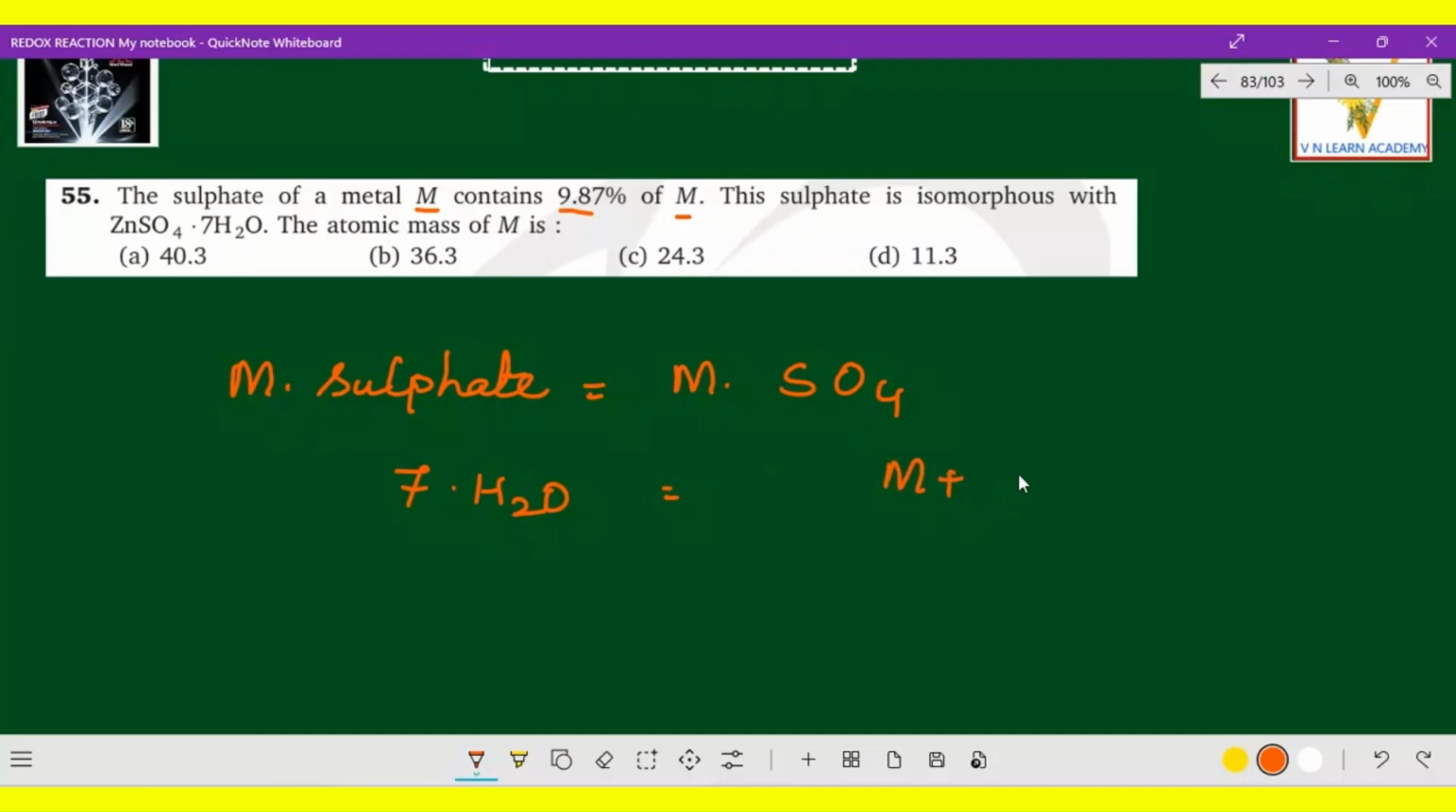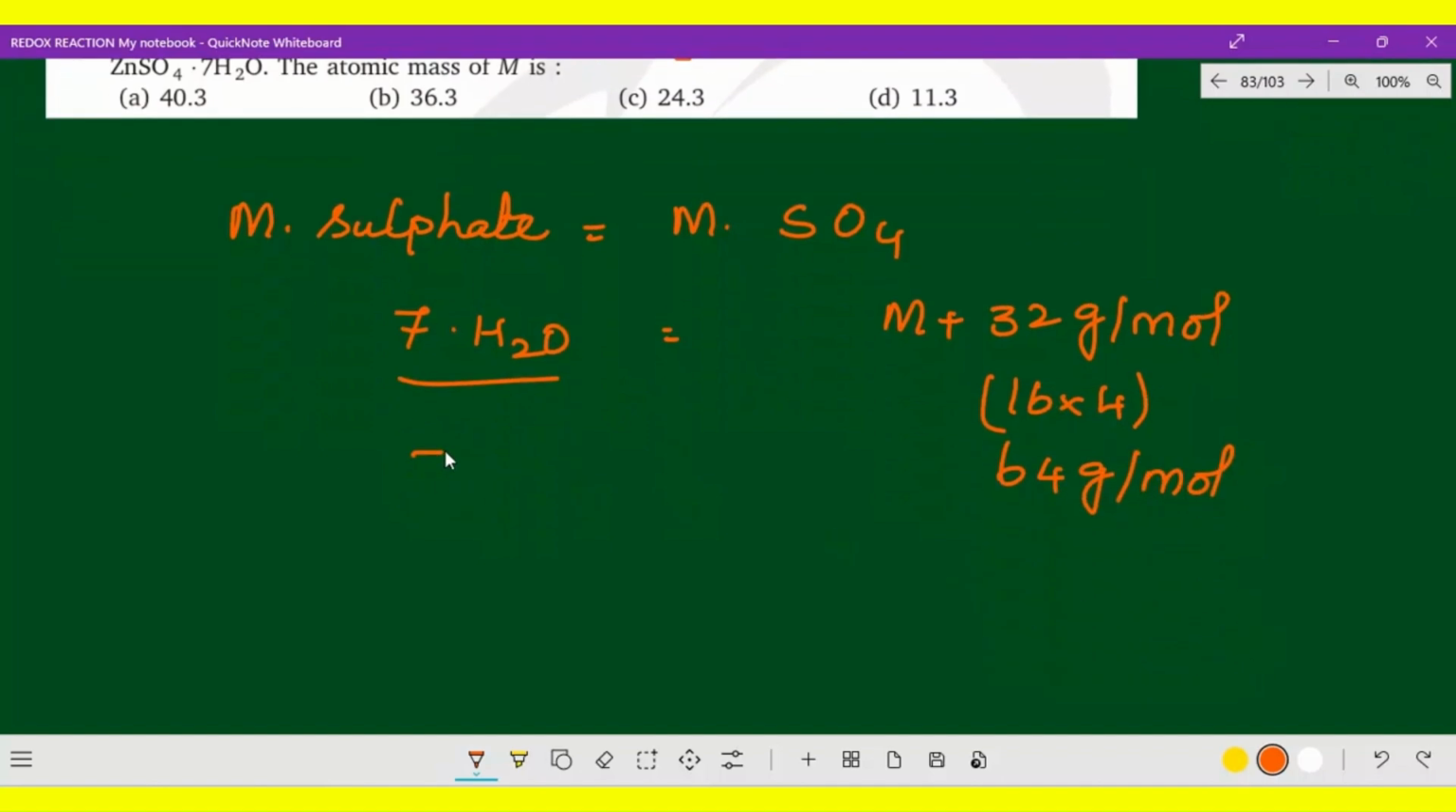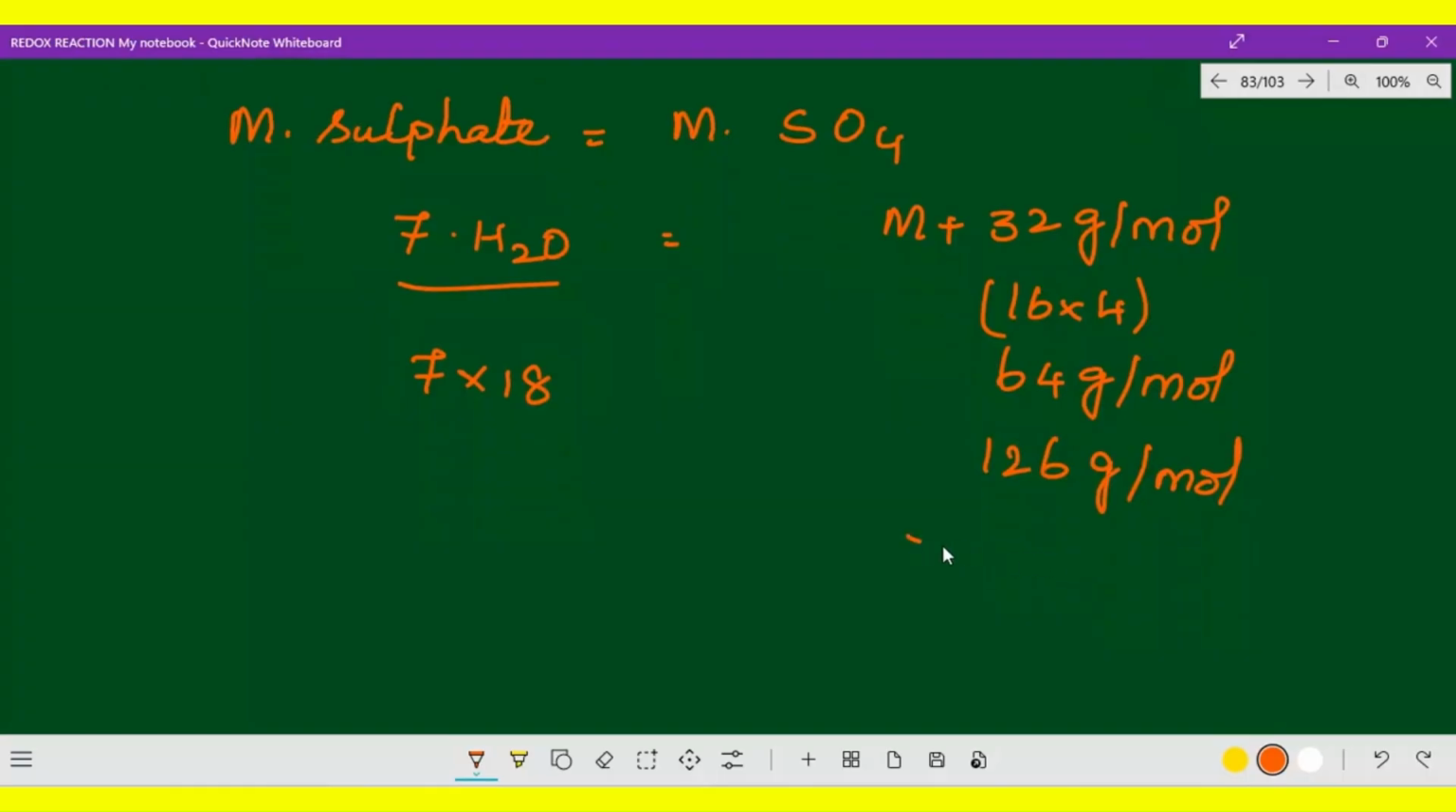So let us find out the molecular mass of the complete compound. M plus sulfur, 32 gram per mole, plus oxygen 16 into 4, that is 64 gram per mole. And water, it is 7 into 18, that is 126 gram per mole. So the total metal sulfate is M plus 222 gram per mole. So you are getting this.